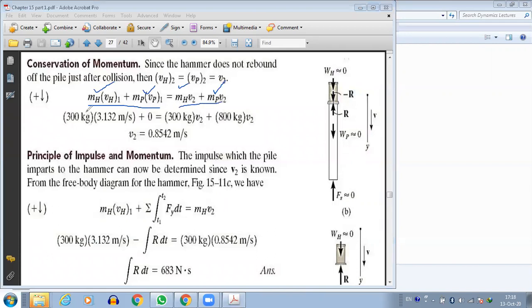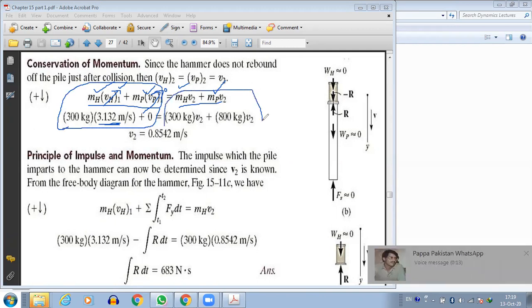For the initial total momentum, we know that the pile was initially at rest. The initial velocity of the hammer, we are not talking about when the hammer was lifted 0.5 meter up. We are saying when the hammer was just about to strike. So that is VH1. This we already calculated. That becomes the total momentum initially, and it will be the same as the total momentum finally.